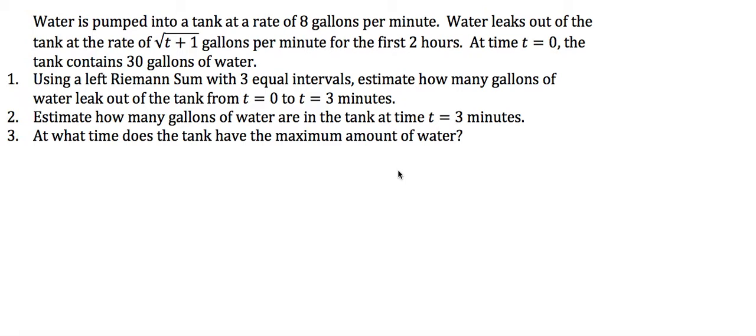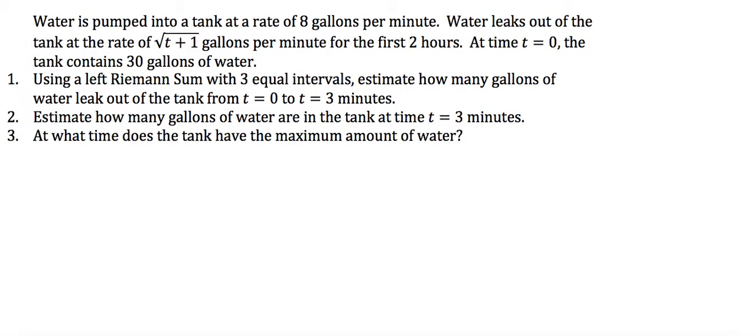In this video, we will look at another example of how we can apply the definite integral, or at least the approximation of the definite integral, to understanding a variety of problems. And in this case, a problem with two conflicting rates. Okay, so water is pumped into a tank at a rate of 8 gallons per minute, and water leaks out of the tank at a rate of root t plus 1 gallons per minute for the first 2 hours. At time t equals 0, the tank contains 30 gallons of water.